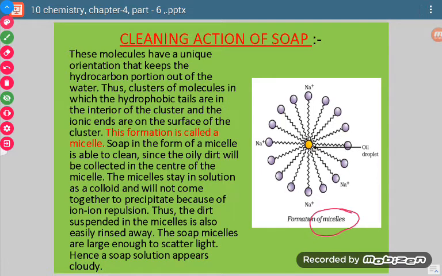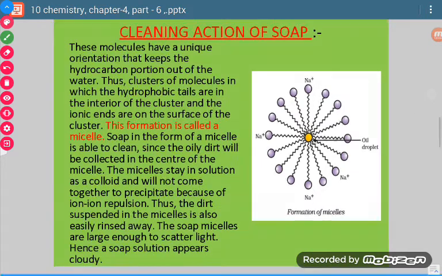breaks. Now when it breaks, each and every molecule carries away along with it a very minor part of the oil drop. So in this way, the oil droplet breaks down, and when it breaks down, it is removed from the cloth, and we say that our clothes have become proper. The dirt has been removed from them.